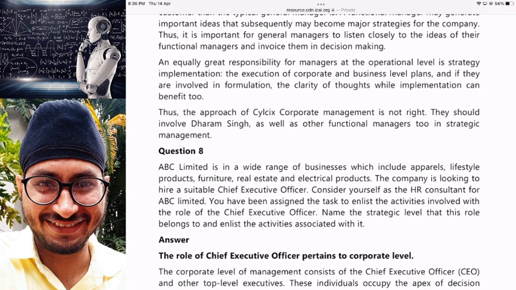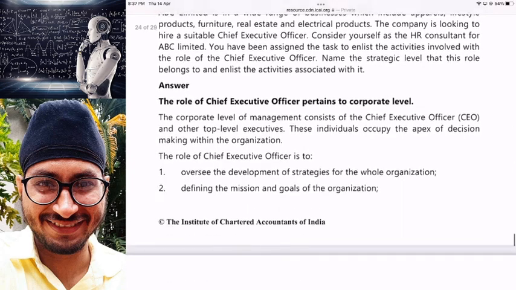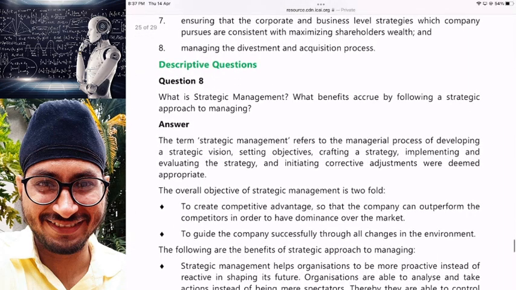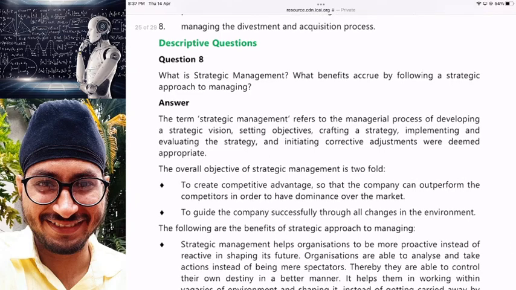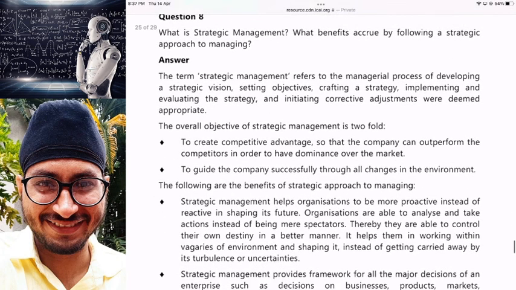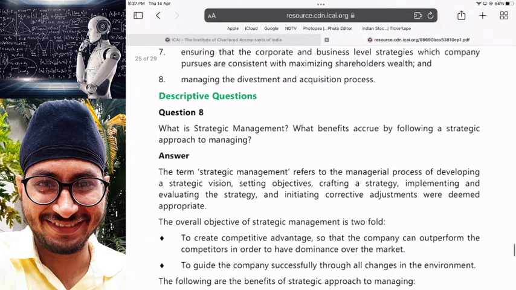CEO comes in which level of management? Middle level, top level. Now the role of top level management or corporate level management, did we already discuss? They will create the vision, mission, objectives and goals. They will be involved in major decision making. That is a direct question they are asking, nothing much here. Next, then we have descriptive questions. These descriptive questions are direct theory questions that I'm not going to discuss here.